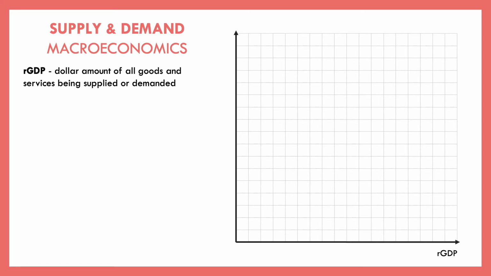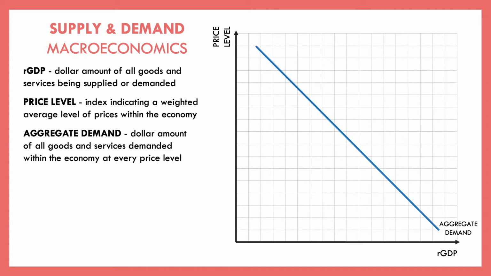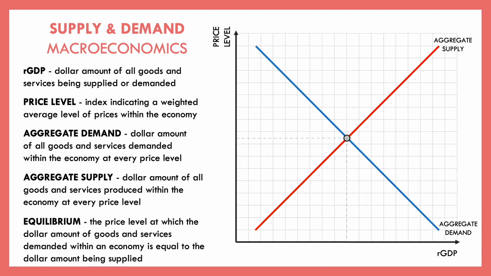Now, instead of price, since pencils and airplanes have very different prices, we're not going to measure on our y-axis anywhere from 10 cents up to $1 billion. We're going to instead have something we call the price level, which is like an index, where we take the average level of prices within the economy. We'll have our aggregate demand, which is the total amount of all goods and services demanded, the aggregate supply, which is the total dollar amount of all goods and services supplied, and then we'll have an equilibrium.